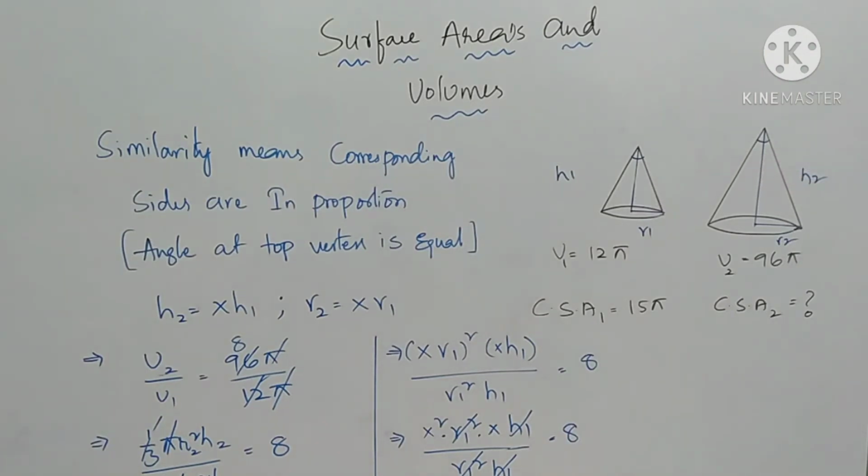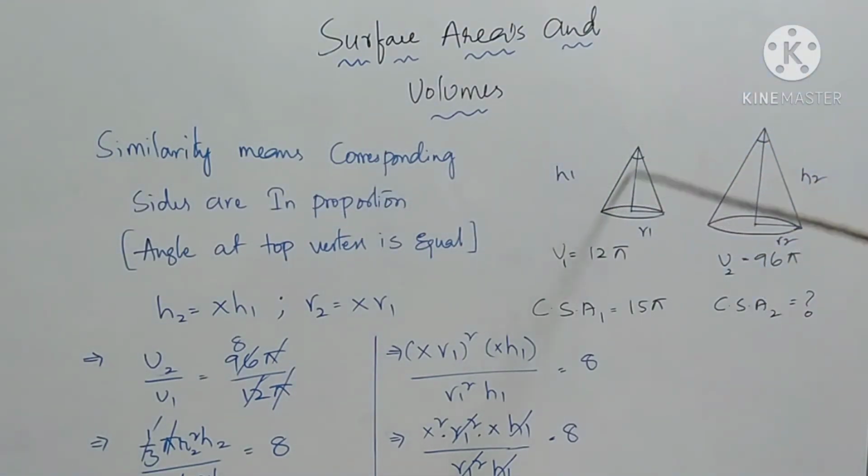This is our 12th question, the last question from exercise 10.3. The question is: two similar cones have volumes 12 pi cubic units and 96 pi cubic units. Two similar cones. Similarity here means corresponding sides are in proportion.